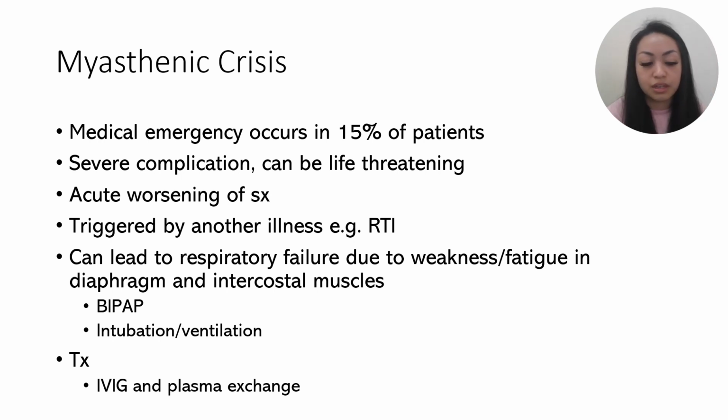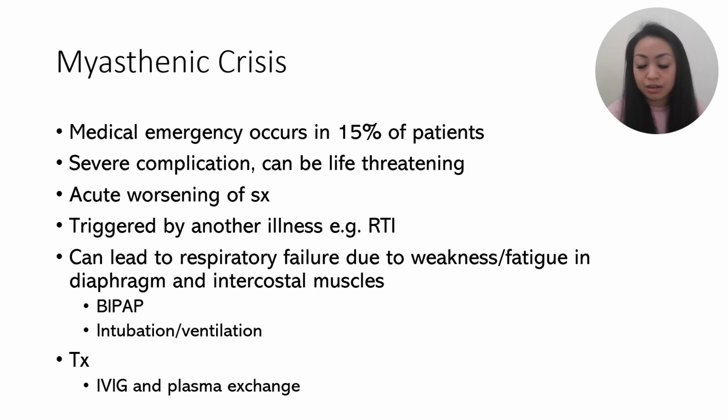So in this case, if there's respiratory failure or impending respiratory failure, then we can put the patient on BiPAP just to support their respiratory function, or we can intubate them and put them on mechanical ventilation. Treatment would be IVIGs or plasmapheresis, so filtering out those autoantibodies. So this is really key, guys.